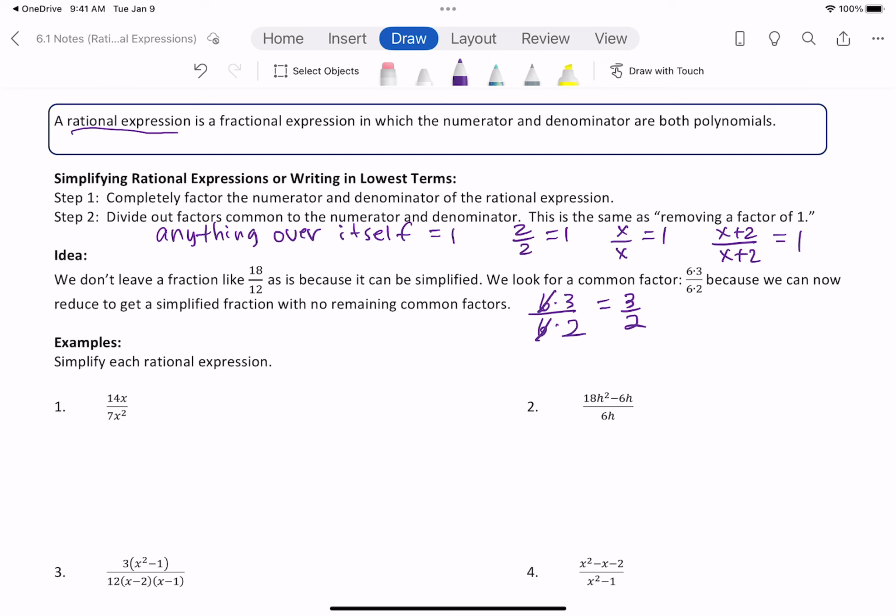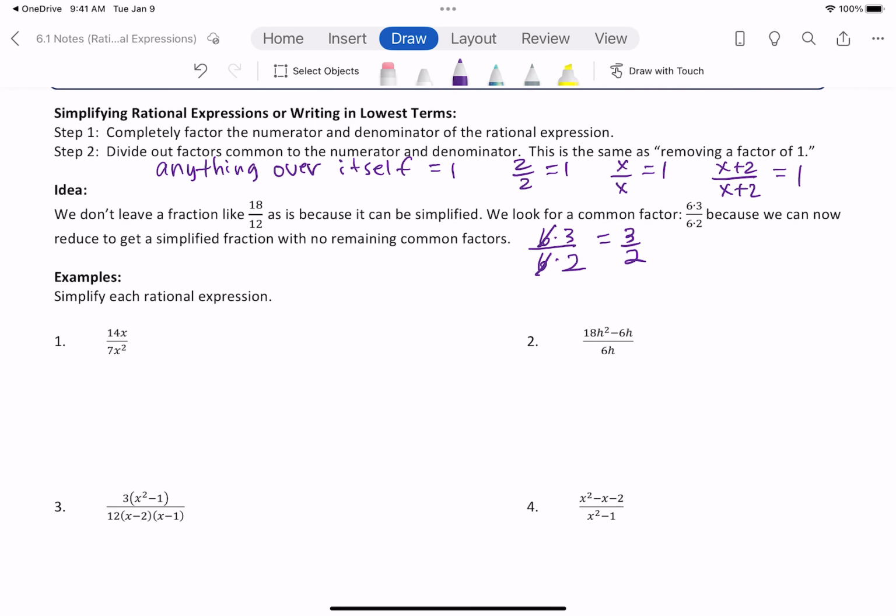So it's going to be the same idea when we're looking at these rational expressions. So let's look at the first one here. I have 14x over 7x squared. So we can rewrite 14 as 7 times 2 times the x. And in the denominator, I can write 7 and then the x squared as x times x. So now we can clearly see the factors that it has in common between the numerator and denominator. We have a 7 and a 7.